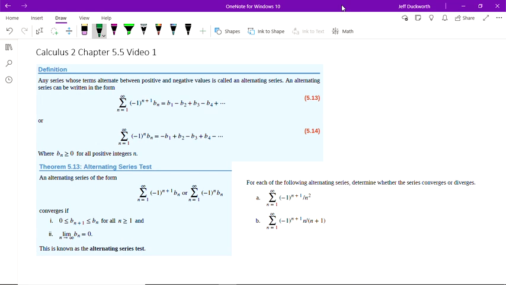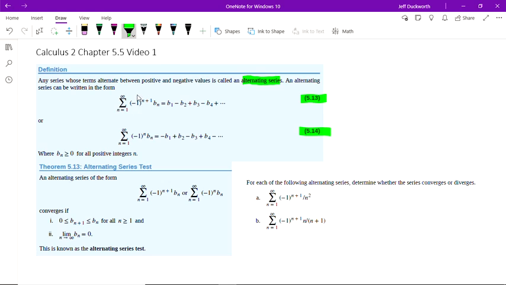All right, now we're going to talk about a very specific sort of series. It's called the alternating series. An alternating series is one of these two forms, either 5.13 or 5.14. Basically, your main thing is it's going to oscillate between a negative and a positive.